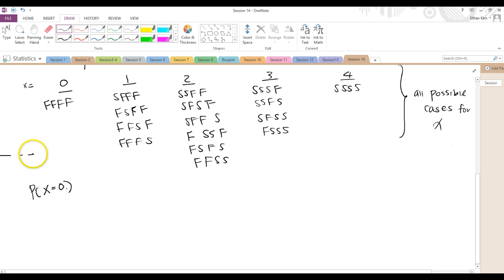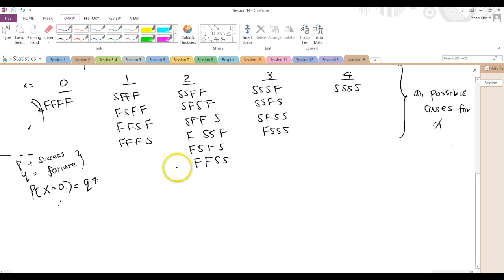And we already mentioned that probability of success is P, and probability of Q is failure. So using these two notations, we're going to have, this is 4 of them. We have 4 failures, so that's going to be Q to the 4th, right?